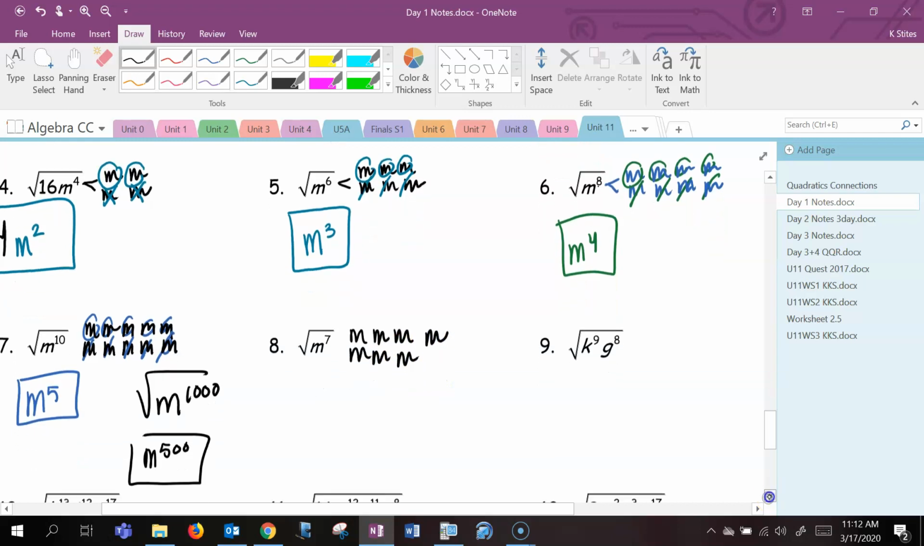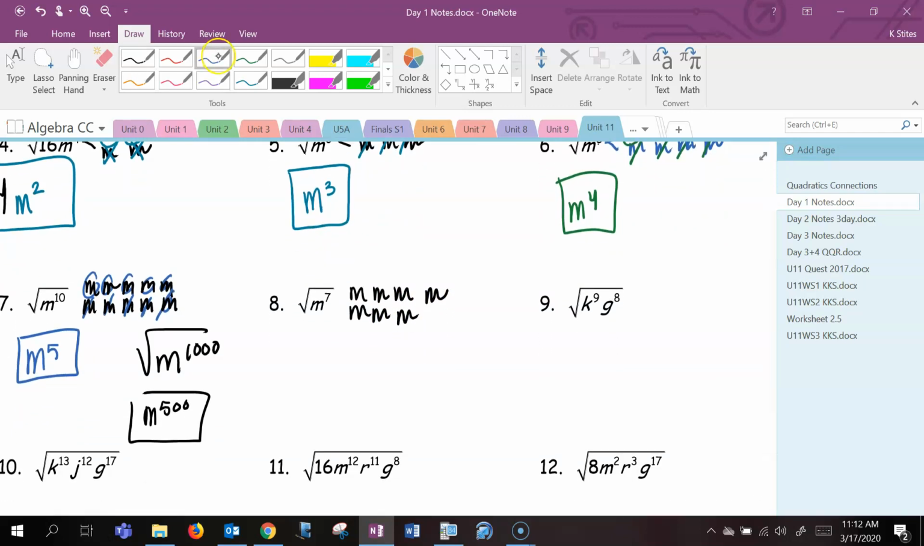There's 7, right? I'm still looking for pairs. Circle, cross out, circle, cross out, circle, cross out. What did we do before when we didn't have a pair? We underlined it. So we have 3 m's that are coming out, m to the 3rd. This guy didn't have anybody. It stayed under the root. Underlines go under the root.